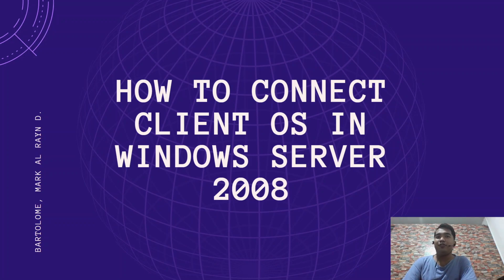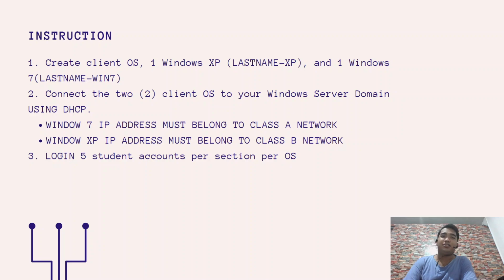In Windows Server 2008. So let's first start with the instructions. We need to create a Client OS, one Windows XP with the last name dash XP, and one Windows 7. The file name is going to be last name dash Windows 7, and we are going to connect it to our Windows Server domain, which is the Windows Server 2008.